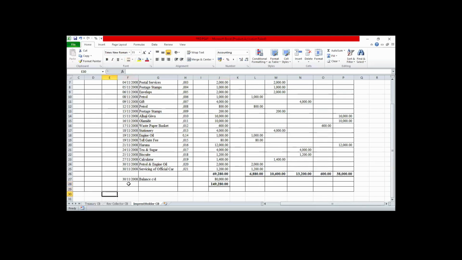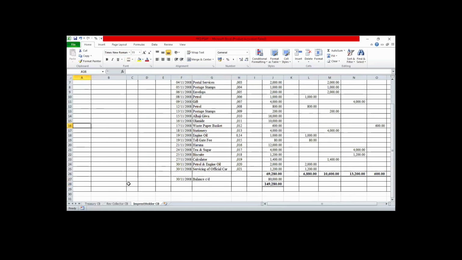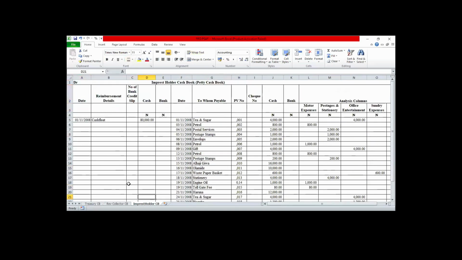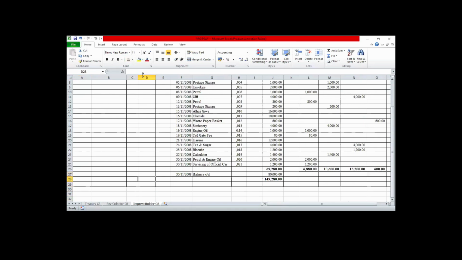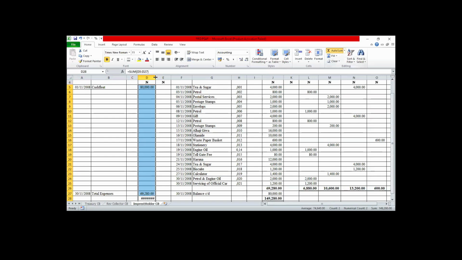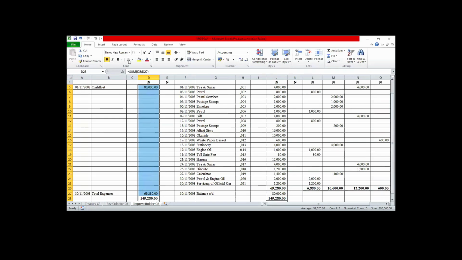Then we come back to this debit side. We put it here as at 30th, 2008. We have total expenses for the period, total expenses equals 69,280. When we add it to that upper part, it becomes the same thing. This is the standard for petty cash.